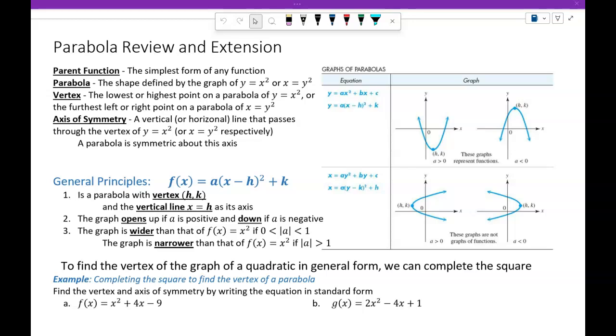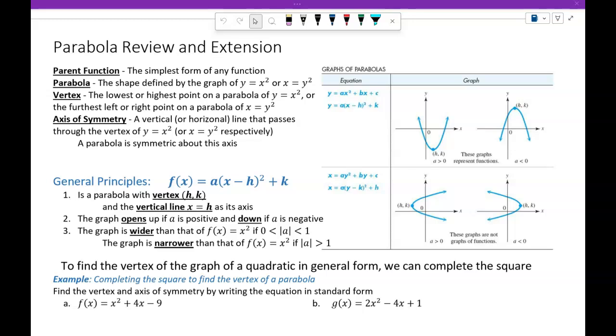Now, a parabola can be defined by the graph of either y equals x squared, which is one we're used to, but also we could have x equals y squared. Later on, we'll also look at graphs of when we have both variables squared. Vertex is going to be kind of that starting point. It's either going to be the minimum or maximum on an x squared parabola, or on a y squared parabola, it will be the furthest left or right point.